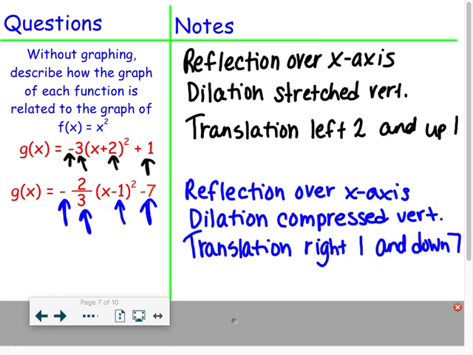Done. Okay, you should be able to write a summary now, answering your essential question and talking about the effects that you have comparing the equations to the graphs of quadratics.